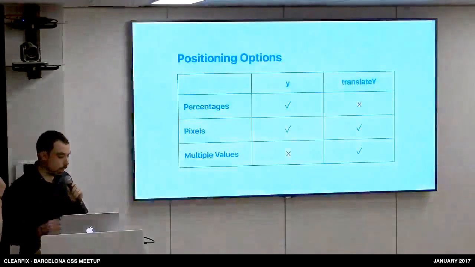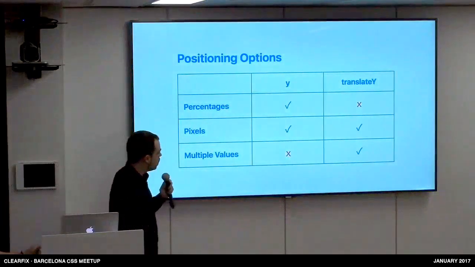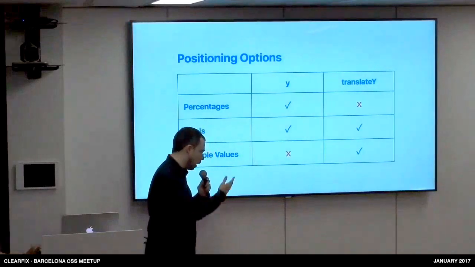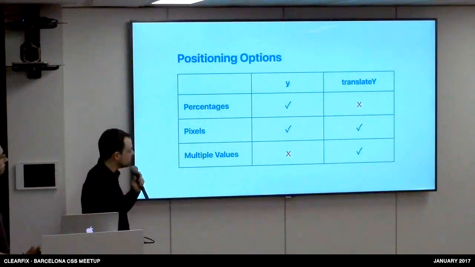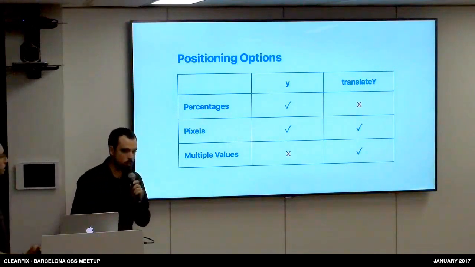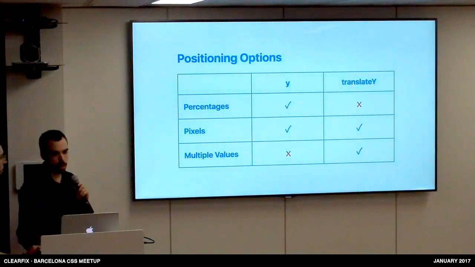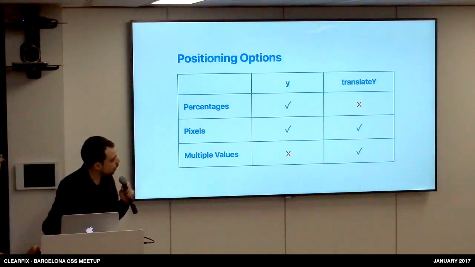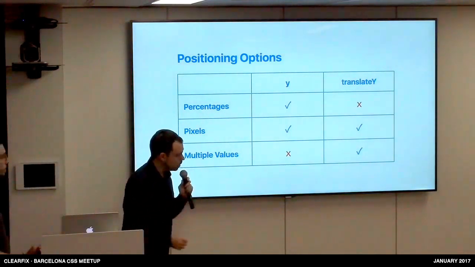So analyzing the different positioning options you have in SVG, and especially related to the y-axis, you can either use the y attribute of SVG elements, like rects, lines, patterns, etc., or you can use the transform one with the translateY.